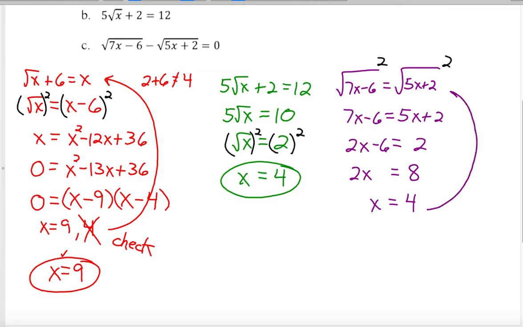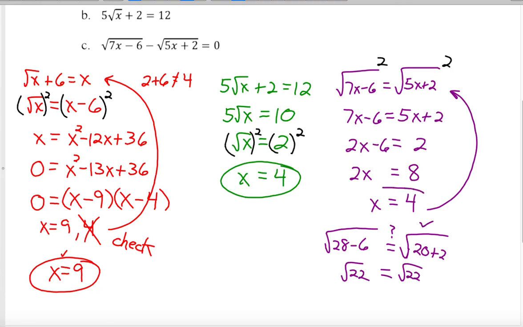Now let's go ahead and check that. The square root of 7 times 4 is 28, minus 6. The other side, I'm going to get the square root of 5 times 4, which is 20, plus 2. So here I get the square root of 22, and here I get the square root of 22. And yes, those are equal, so it works. So 4 is indeed my answer.